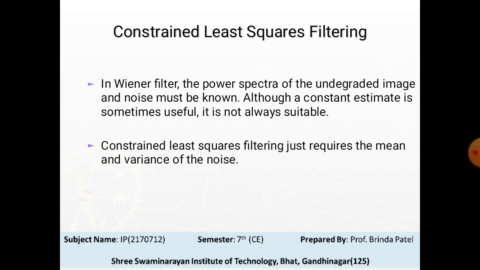The problem of having to know something about the degradation function h is common to all methods. The Wiener filter presents an additional difficulty, which is that the power spectra of the undegraded image and noise must be known. Here a constant estimate of the ratio of the power spectra is not always a suitable solution. Constraint least square filtering just requires the mean and variance of the noise.